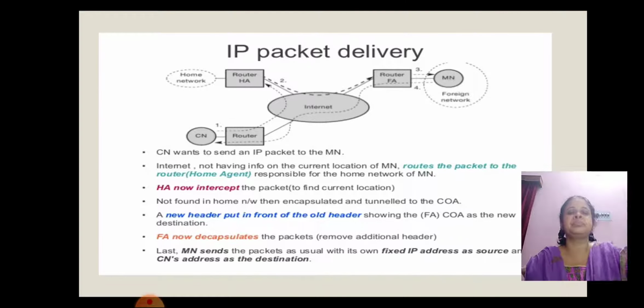Last, this is the last step. The mobile node sends the packet as usual with its fixed IP address as source and CN's address as destination. CN is the correspondent node. Now I hope all of you remember the process of IP packet delivery. Just quickly let me recapitulate once.